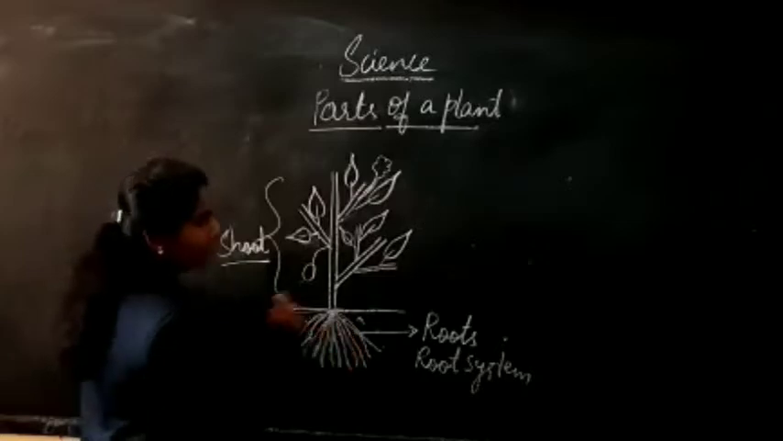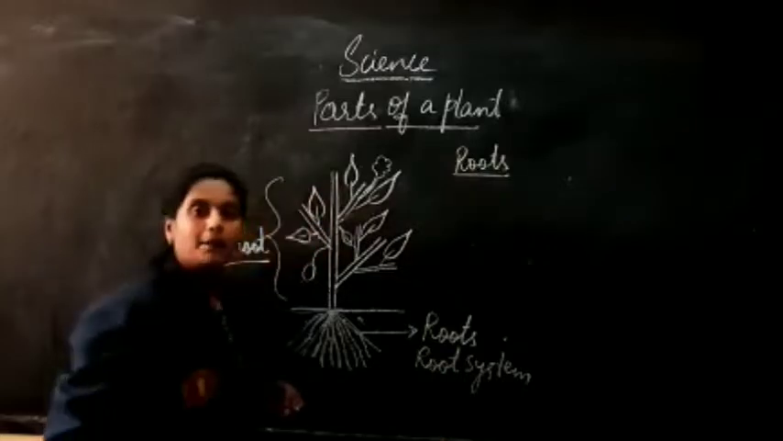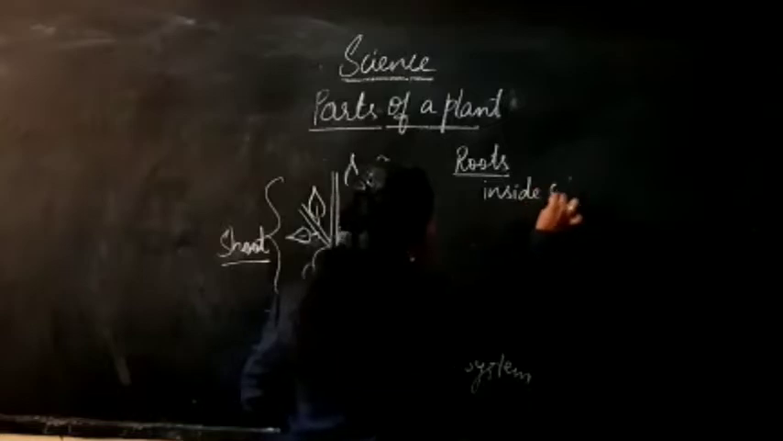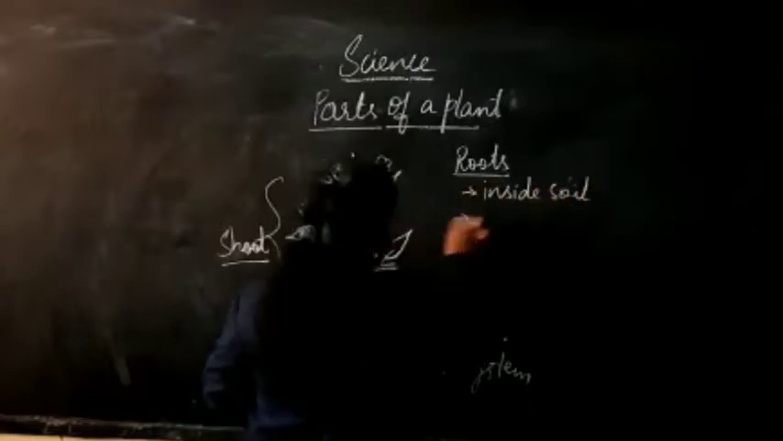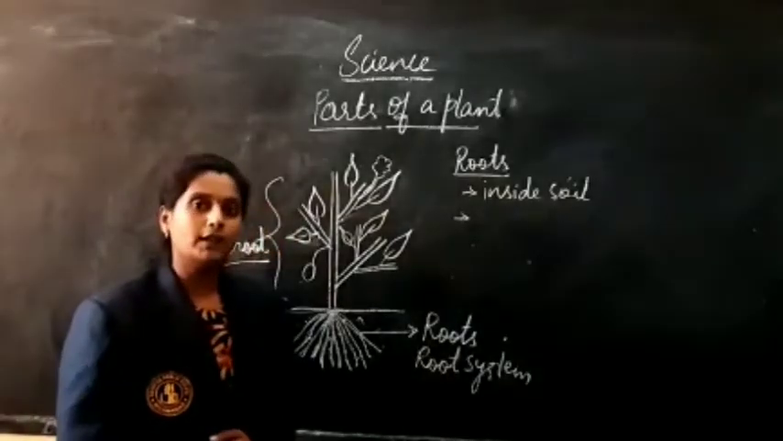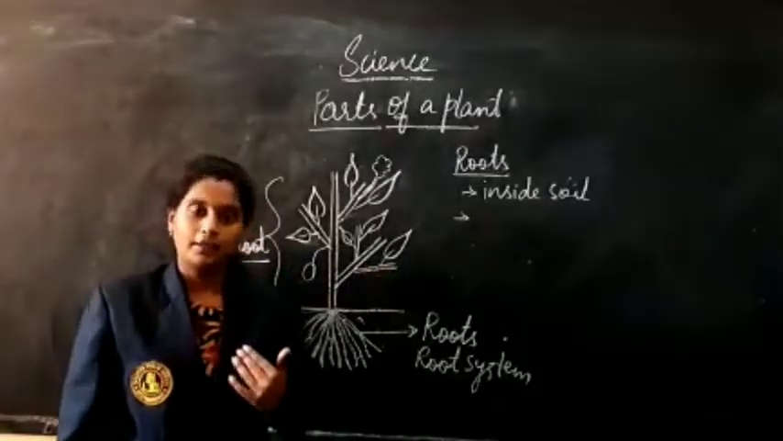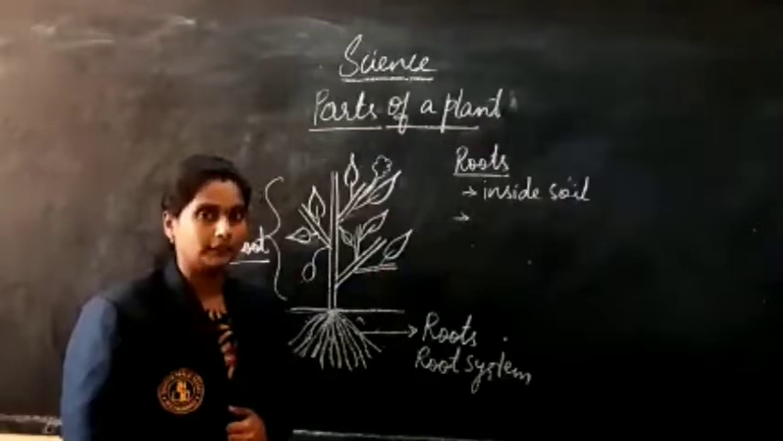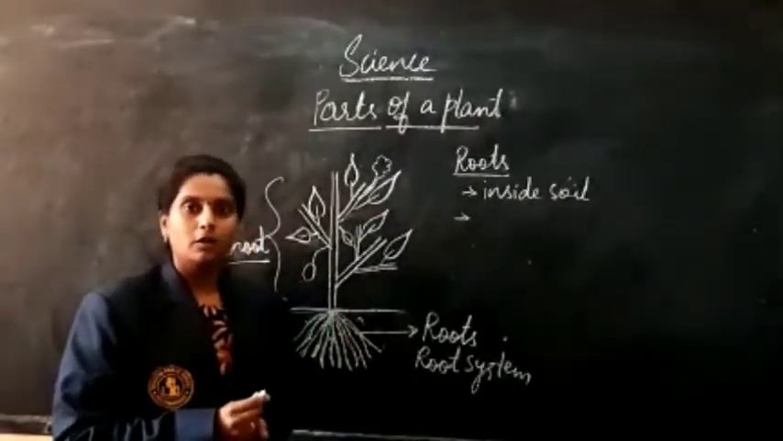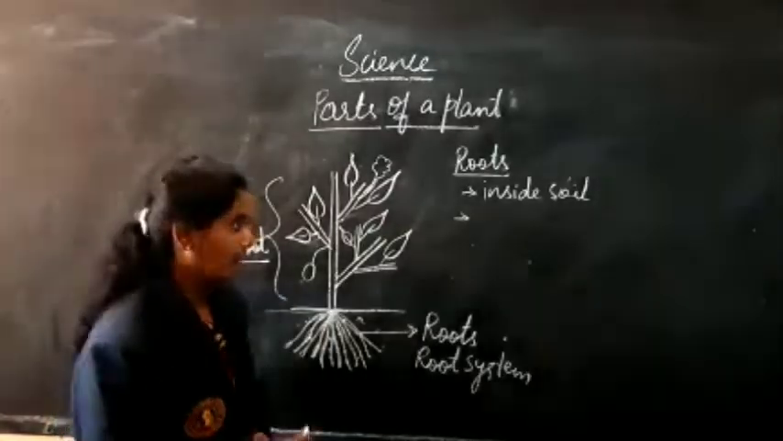So this first one is the roots. We are going to talk about the roots. Roots are present under the soil, inside the soil. Why are they present inside, and what is the function of the roots? What function will they do? For example, our eyes: what do they do? They help us see the things in our surroundings. Our hands: what function do they do? Writing, eating, whatever we do with the hands, those are the functions of the hands.